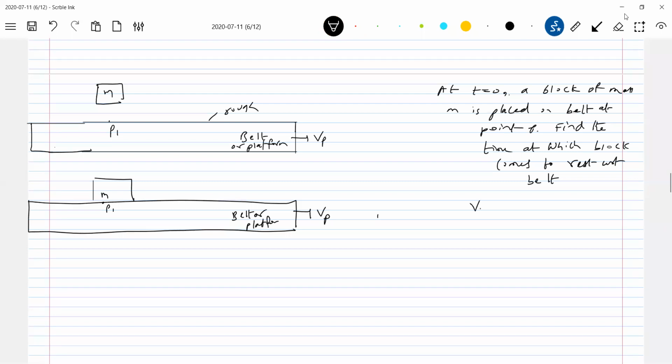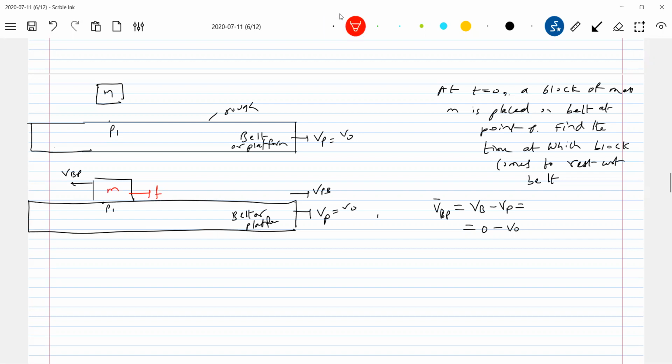Let's use the relative velocity formula. Velocity of the belt with respect to the platform, VBP, will be zero. Velocity of the block is 0. Velocity of the platform is, let it be V naught. So the velocity of the block with respect to the platform will be towards the left. Then the friction on the block should act like this. The velocity of the platform with respect to the block will be in this direction.